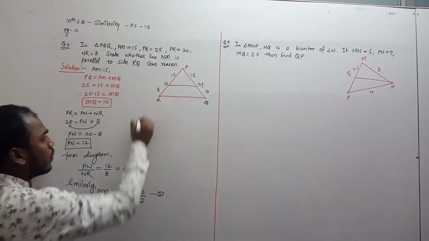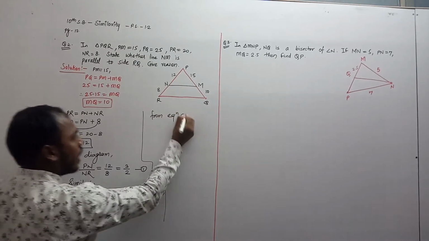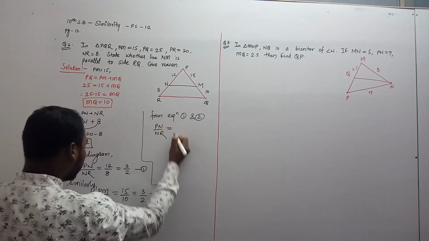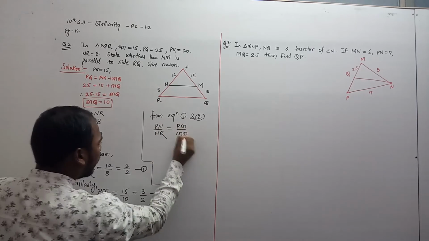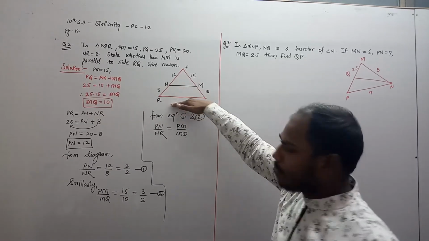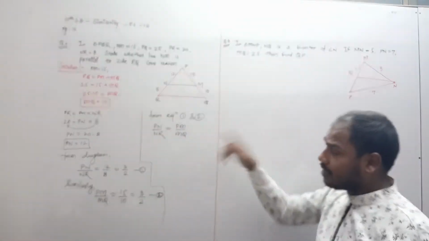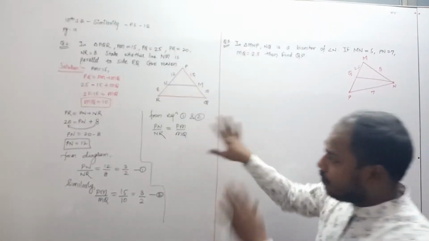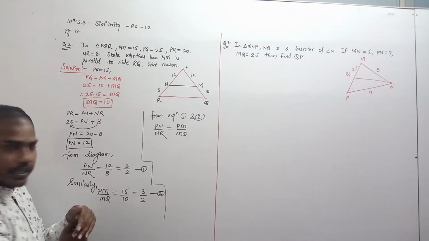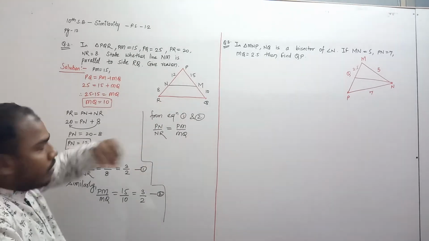This is equation 2. So from equations 1 and 2 we can say that PN divided by NR is equal to PM divided by MQ. As we know, this condition is only possible when NM is parallel to RQ. This is the last statement of the BPT theorem. So as a reason, we can write the converse of the BPT.